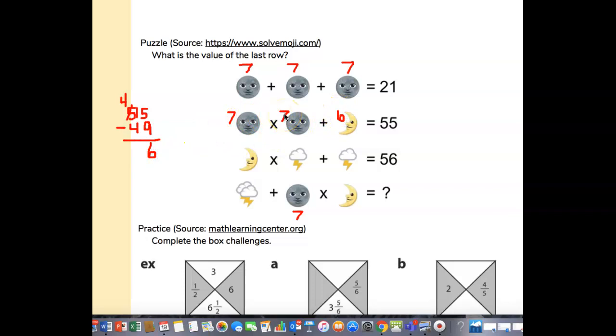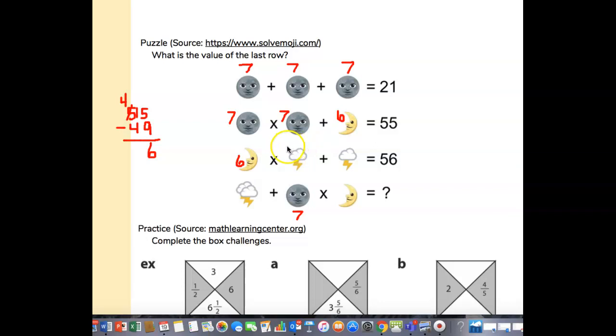7 times 7 is 49. 49 plus 6 is 55. All right, so now we know the moon, so we're going to put that here. All right, so 6 times something plus the same thing is 56. So let's think. 6 times, it has to be the same number. So 6 times 8 is 48.